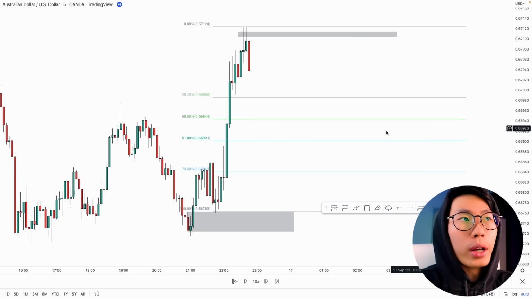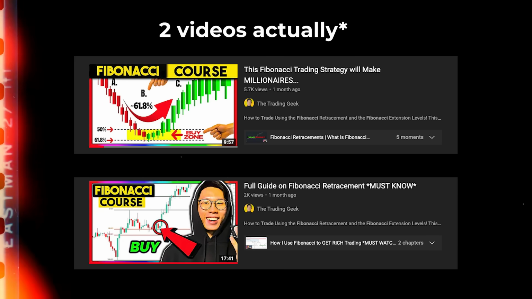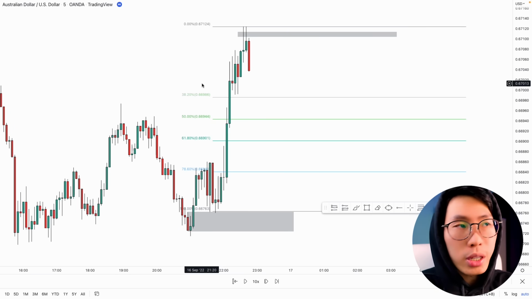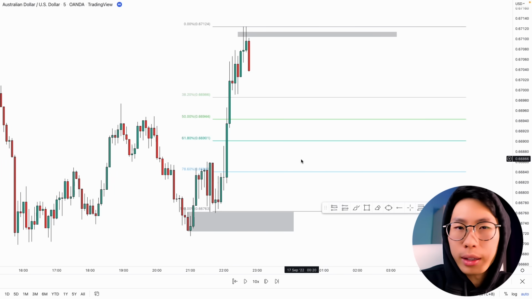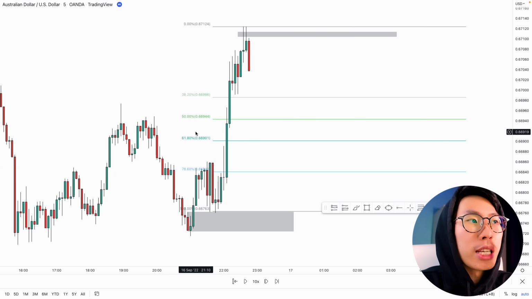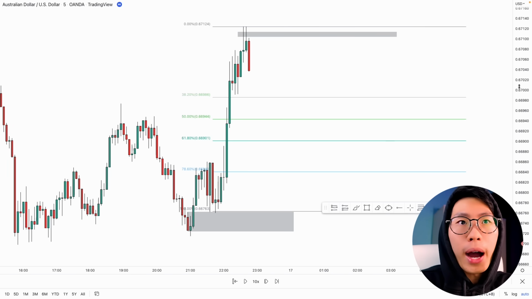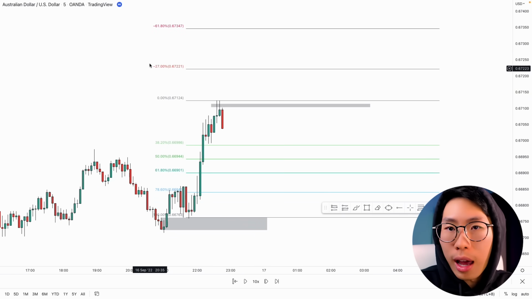So right now I am waiting for price to retrace all the way down to either one of these retracement levels. I've done a full length tutorial on Fibonacci retracement and how you can use this to get high win rate trades, which you can check out after this video. But basically, how this Fibonacci retracement tool works is that I'm waiting for price to come back down to any of these retracement levels, this 38.2, 50, 61.8 and 78.6, and then I see some sort of confirmation and I will enter for a buy, and I'll take profit at the -27 extension level right here.